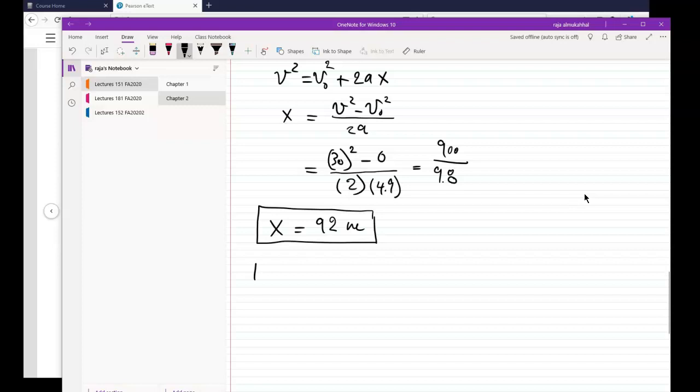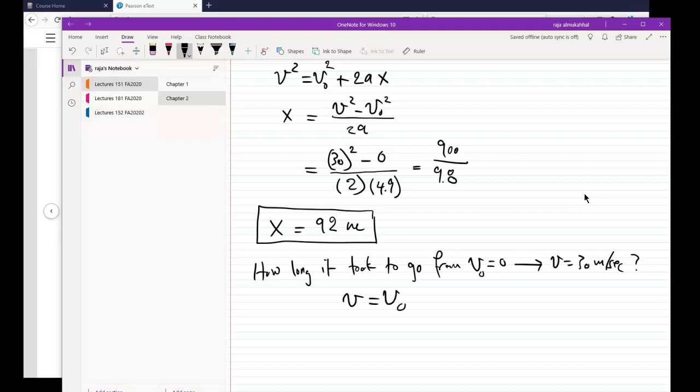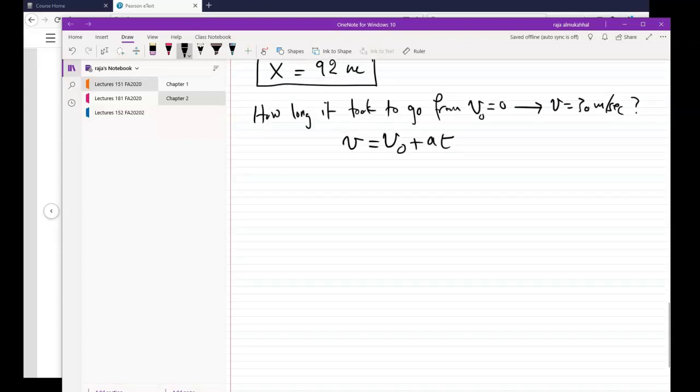So let me ask this question. How long did it take to go from v naught equals 0 to v equals 30 meters per second? How long did it take him? Well, we can use the first equation. V equals v naught plus at. Again, do the algebra, solve for t. So that's going to give me t is equal to v minus v naught over a.